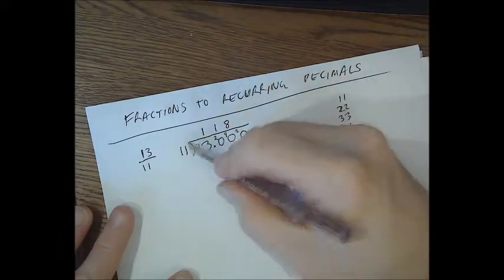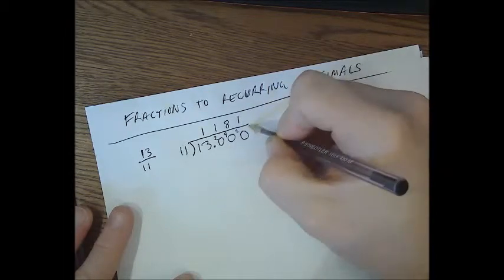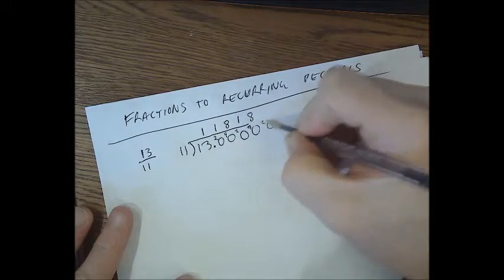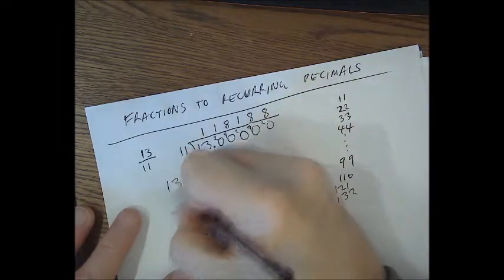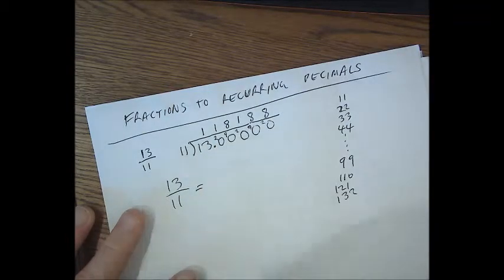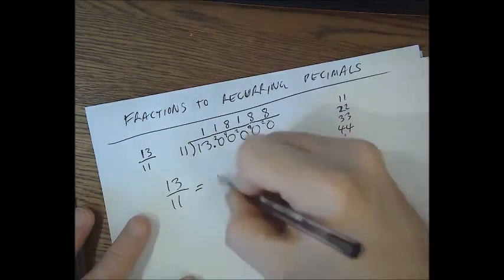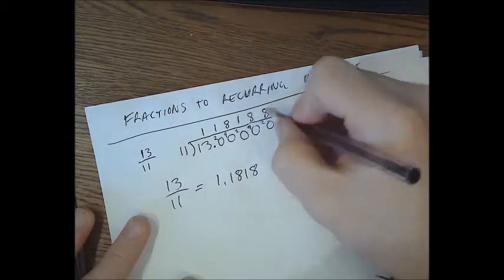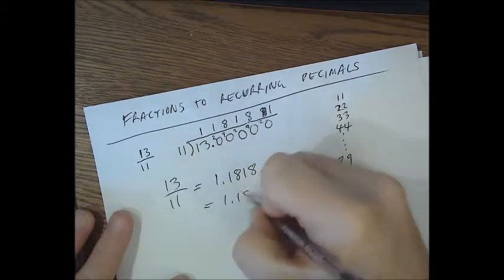How many 11s fit into a 20? It's 1, with the remainder 9, then 8, with the remainder 2, and so therefore 13 over 11 is equal to 1.1818, etc. So in other words, 1.18 recurring.